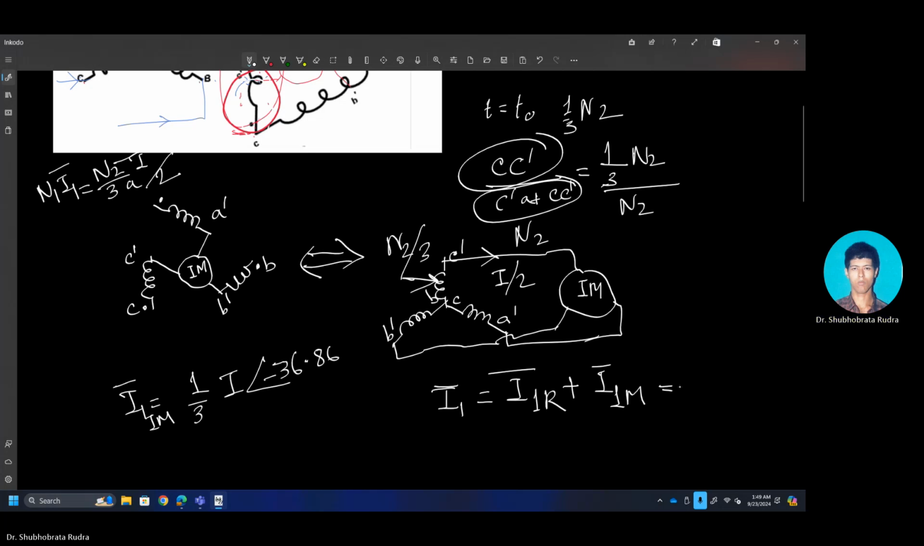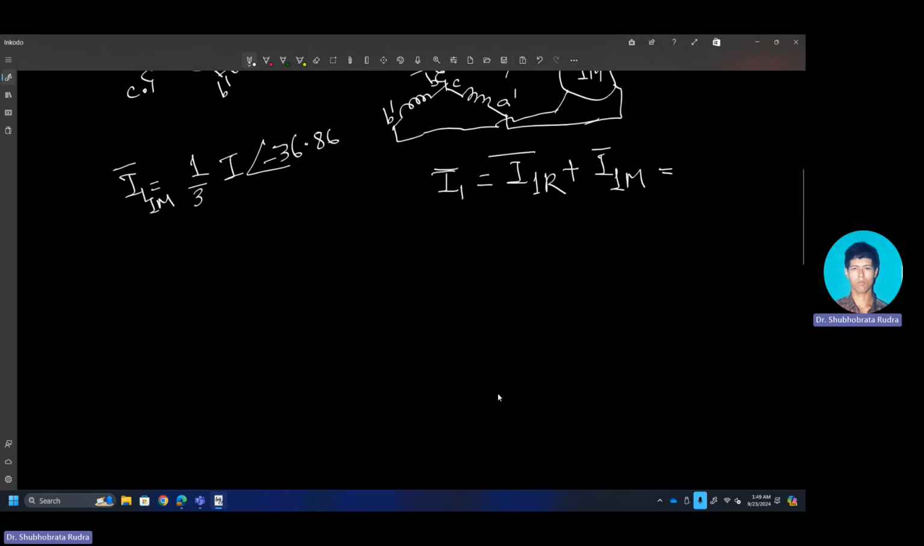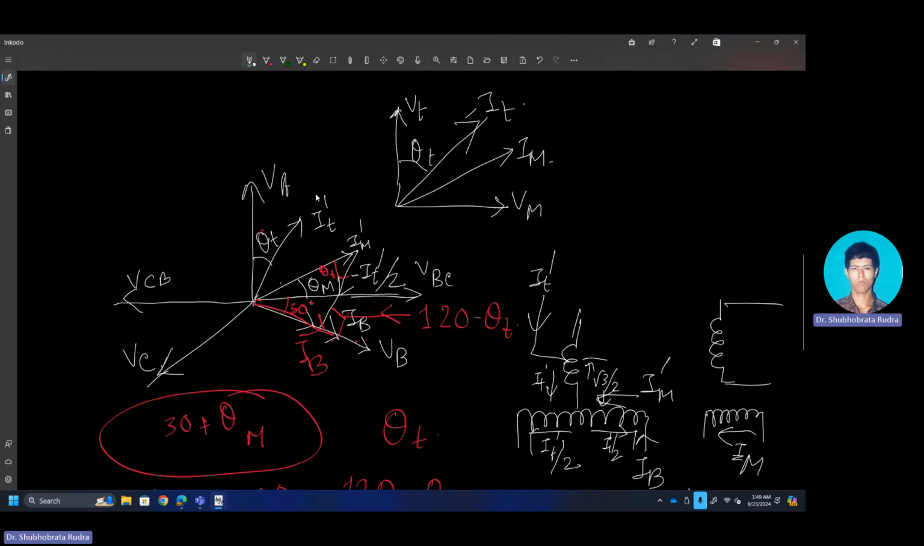Correct. So you have to figure out what is going to happen. You have one current, that is I1, which comes out as 2I by root 3, plus I by 3 angle minus 36.86. You just need to figure that out, and that will give you the primary current. So that's done. Now let me click this space.